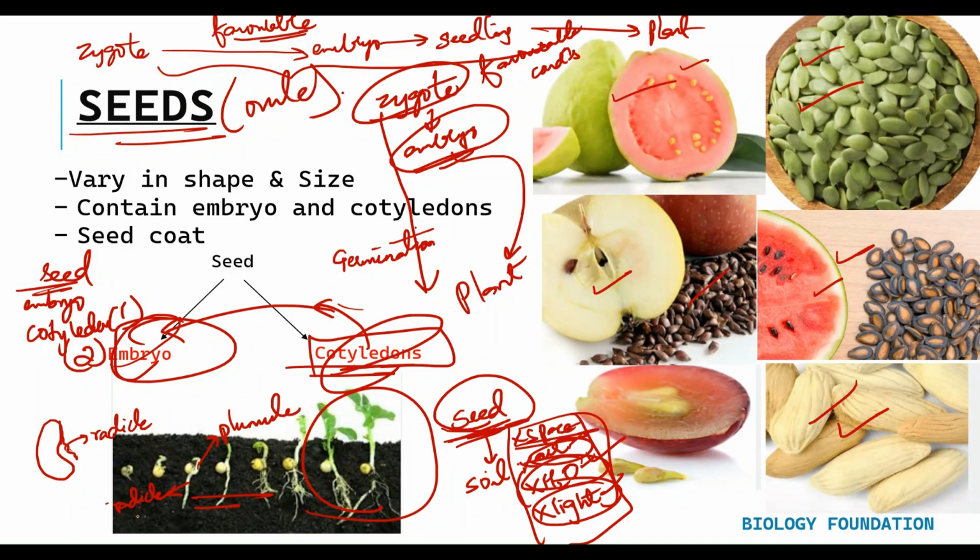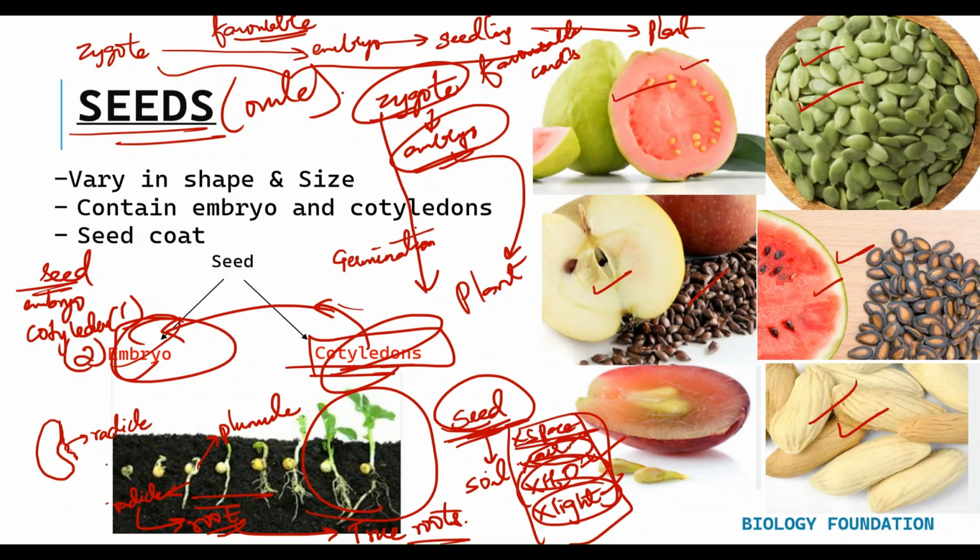And this radical only gives rise to root, and those roots which are formed from radical are called true roots. If you remember, I explained this in my part 1 video of Unit 3, structure and functions of plant, when we were discussing types of roots, true roots and adventitious roots. So roots which develop from the radical are called true roots.